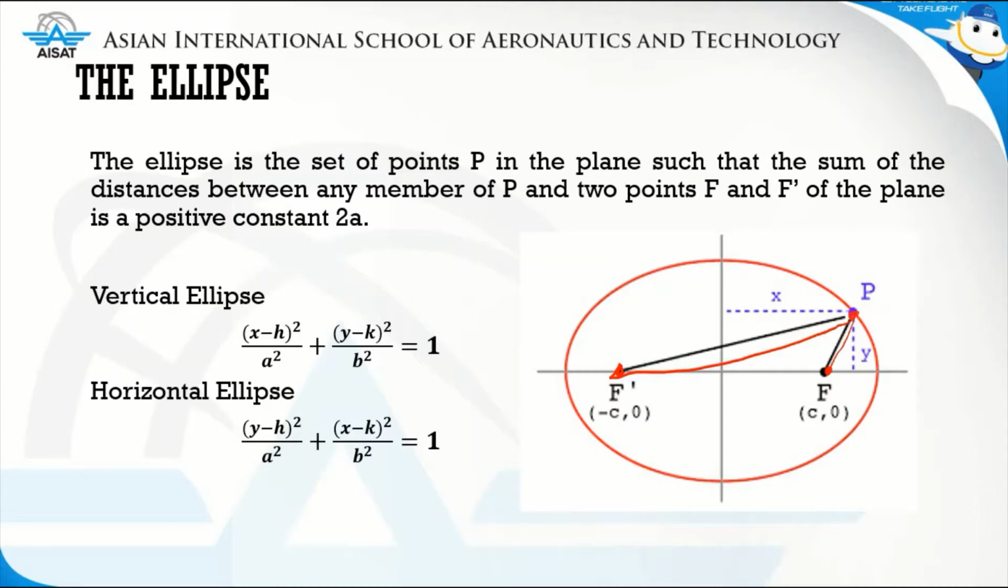Now we have here two standard forms of an ellipse. The first one is the vertical ellipse. In the vertical ellipse, we can identify an ellipse as vertical if the denominator of (x minus h) squared is greater compared to the other. On the other hand, if the denominator of (y minus k) squared is greater than the other, therefore, what we have is a horizontal ellipse.